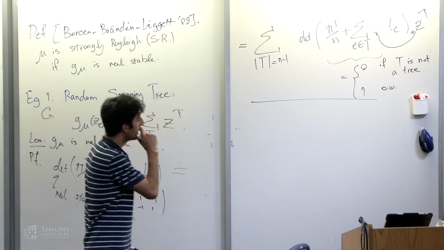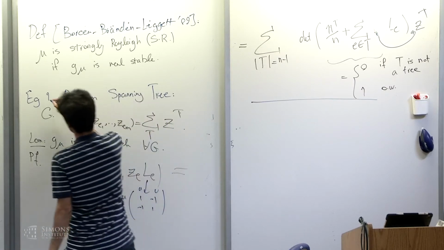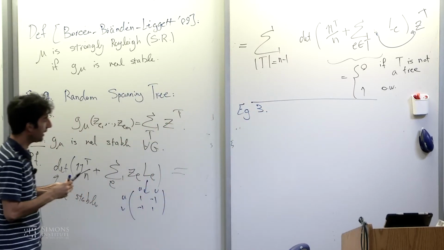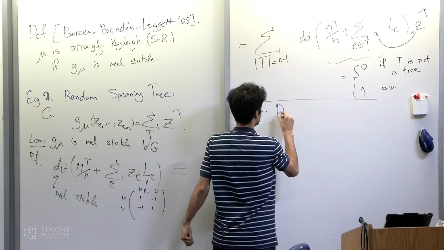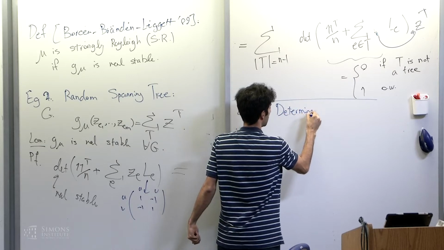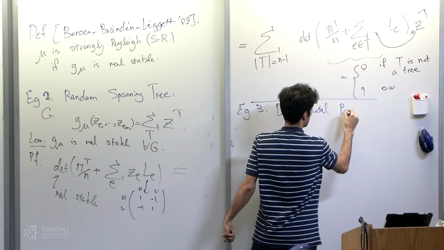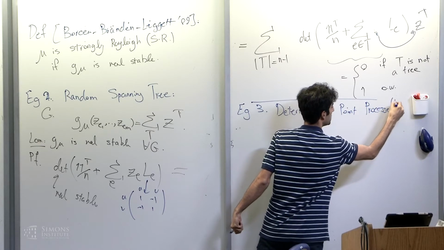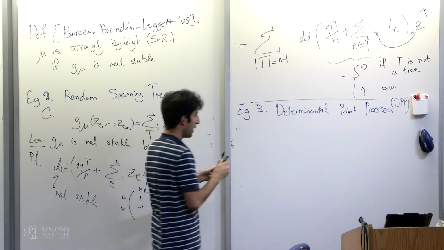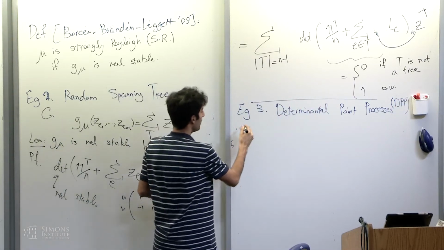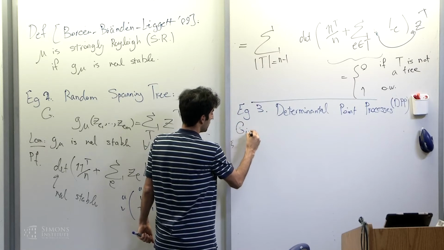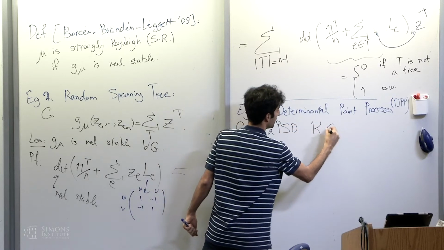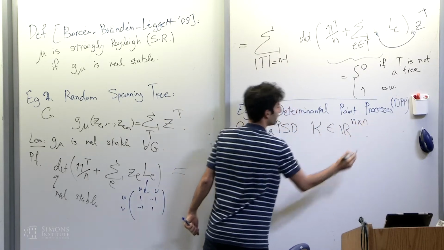So this is example 2. Example 1 was maybe Bernoulli's. Now let's say example 3. It's called determinantal point processes. So how are they defined? Let's say we have a PSD matrix. Given a PSD matrix, let's call it K, which is an n by n matrix.